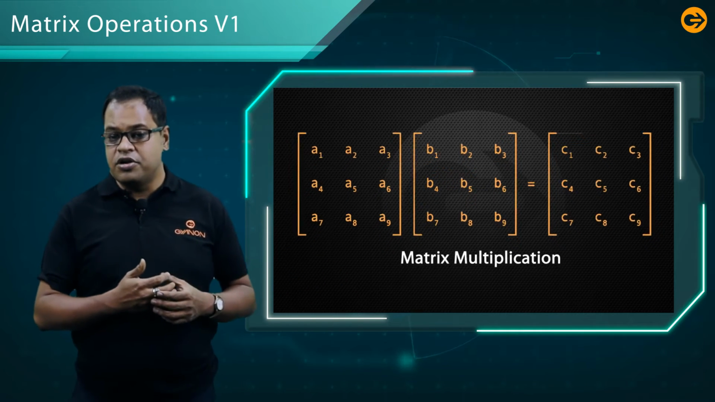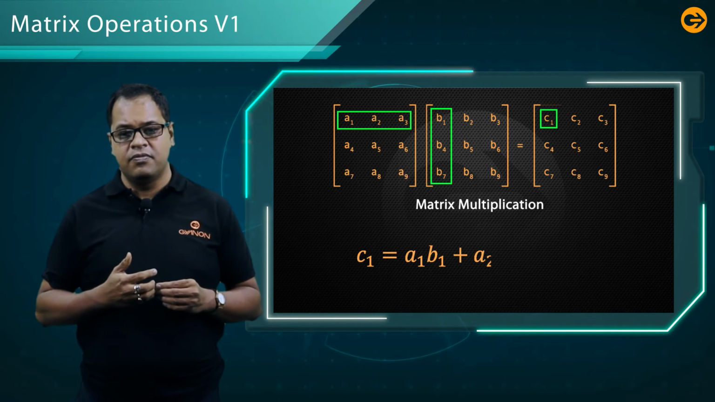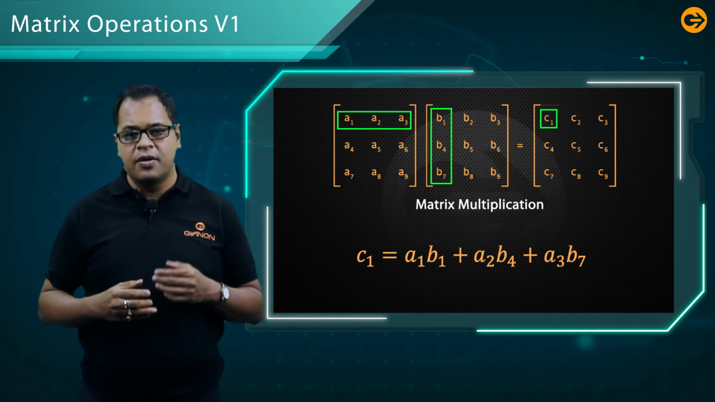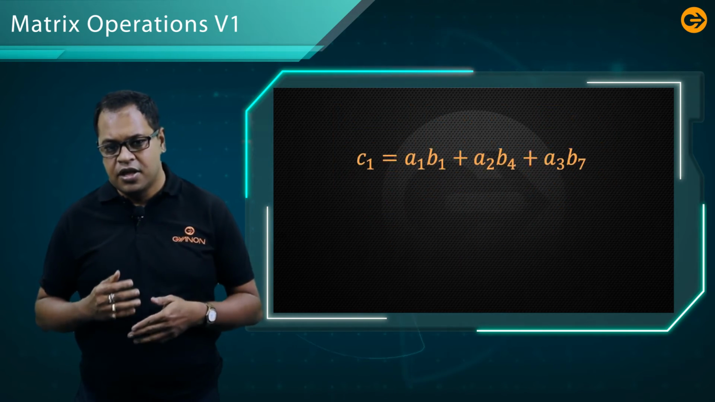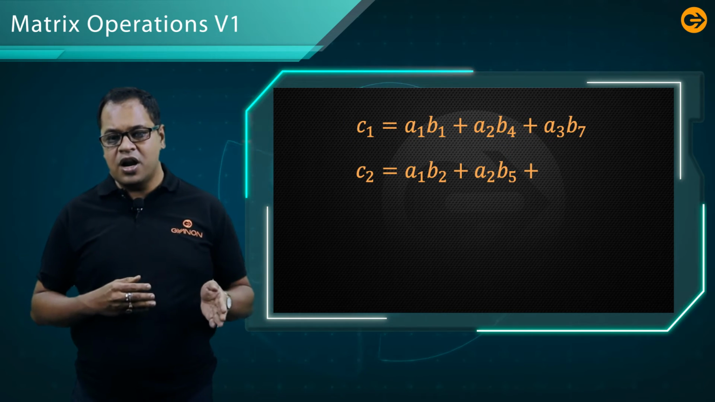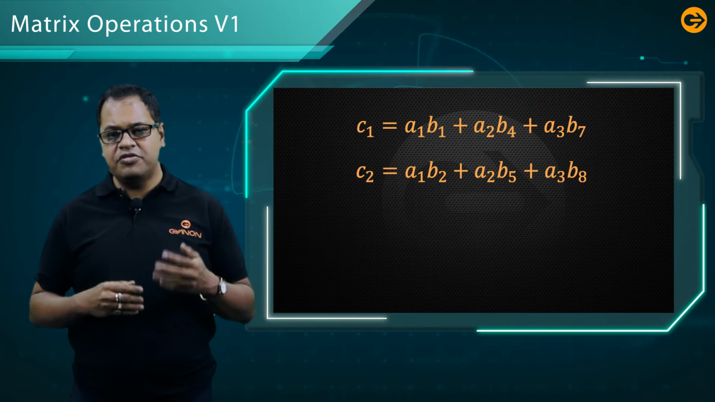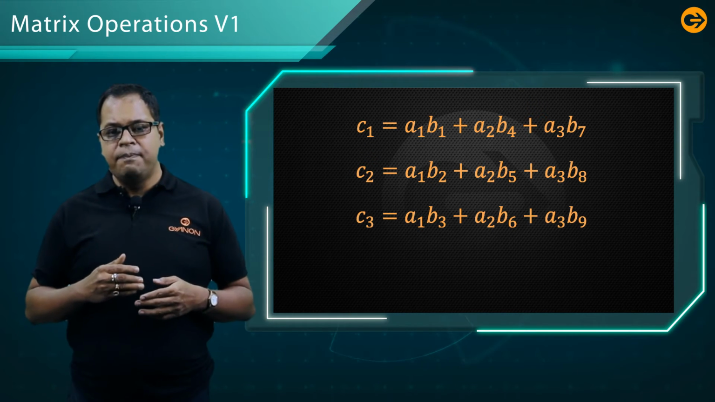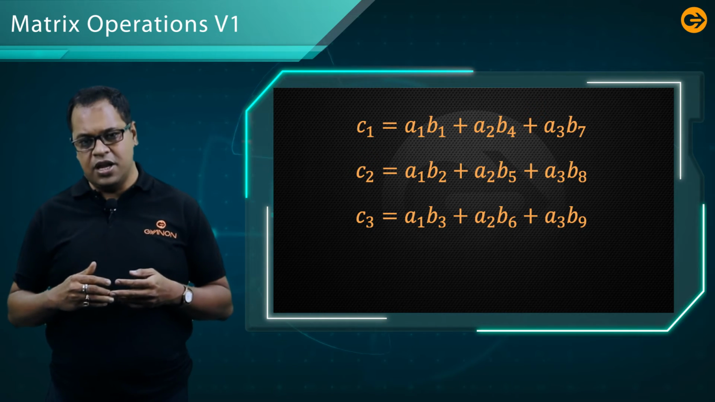This is for you to remember. And the resultant will be: C1 is equal to A1 B1 plus A2 B4 plus A3 B7. C2 will be A1 B2 plus A2 B5 plus A3 B8. C3 will be A1 B3 plus A2 B6 plus A3 B9.